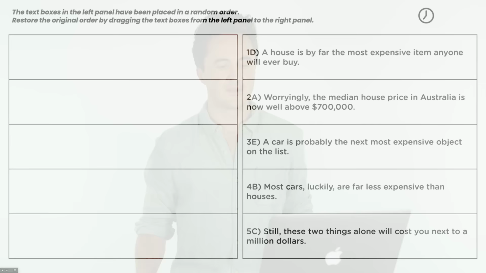Cool. Yeah, there was another way that you could structure it by putting the house and then a car is probably next, then the two examples. But it's better to have the example after the topic sentence there. Cool. How did you go? Hopefully you got that. And hopefully you could see the inherent structure of the paragraph relating to importance.